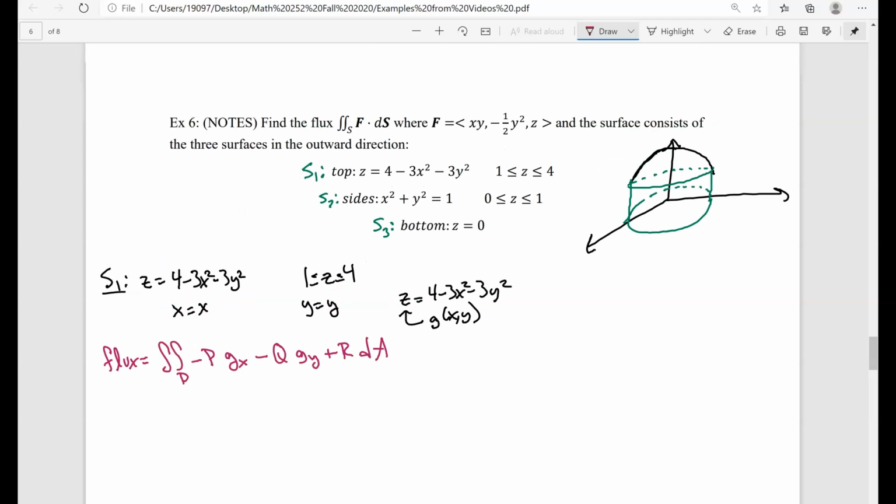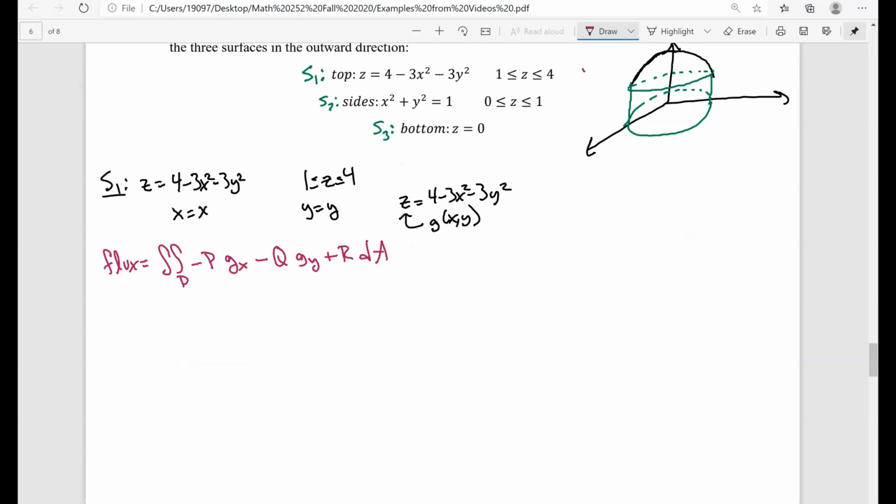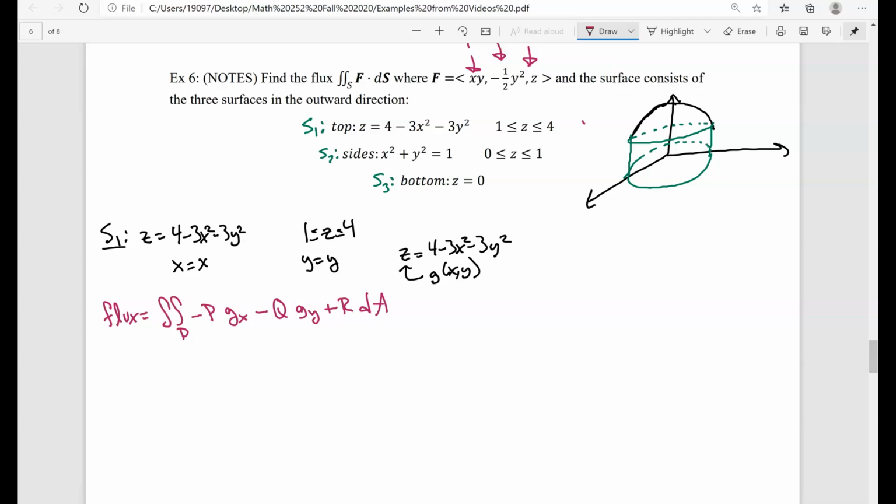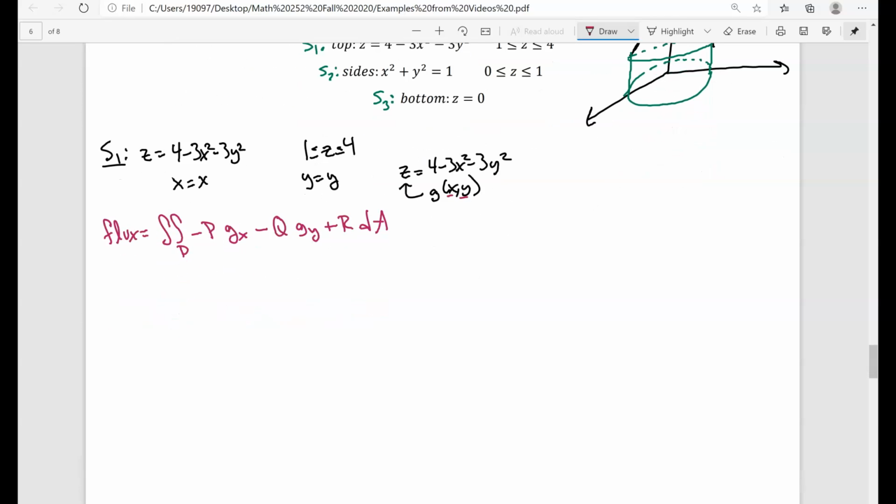So p, q, and r are going to be my force fields, and they're not really nice. Typically with these problems, they're nicer. This one's not as nice. Okay, but it could be worse. All right, so all we're going to do now is plug everything in here. Now remember, because we are using a parameterization with x and y, we do not want any z's in there. We have 2 integrals, and those 2 integrals are going to correspond with x and y's. So anything that has a z is going to have to go away.